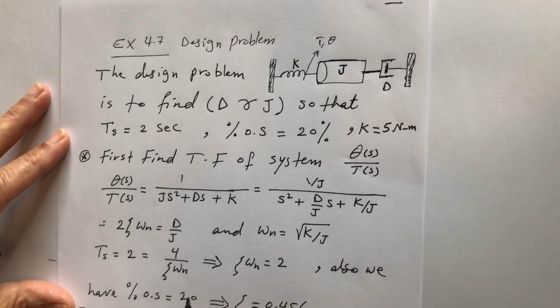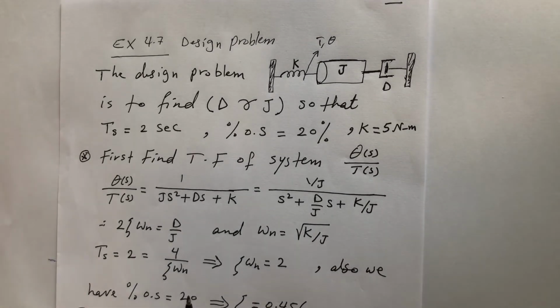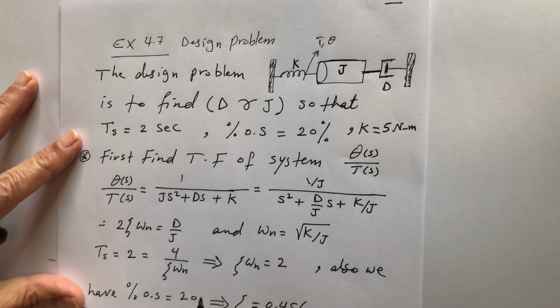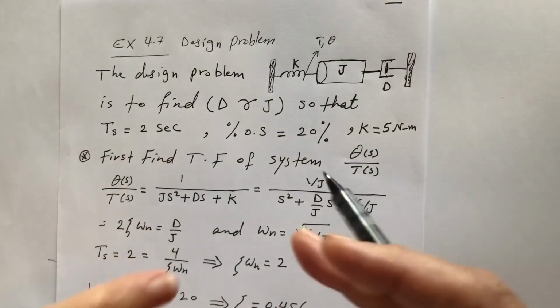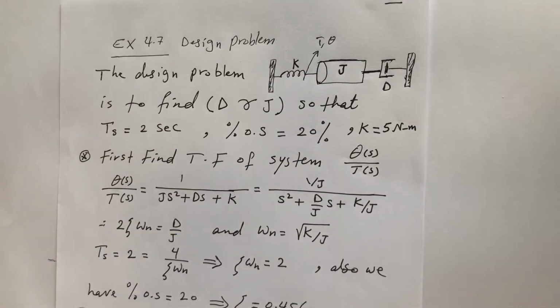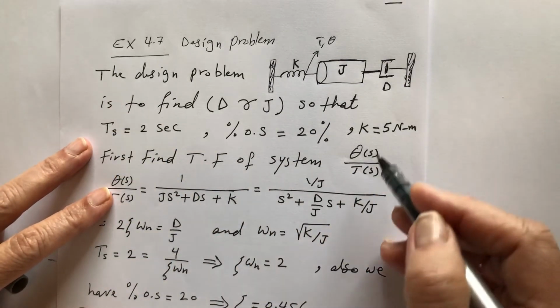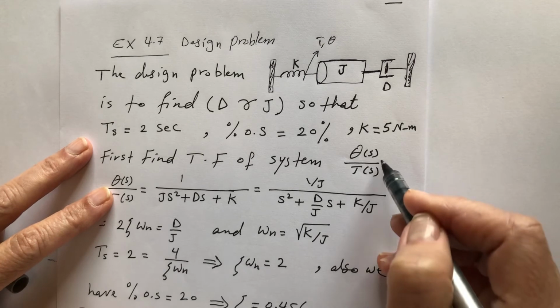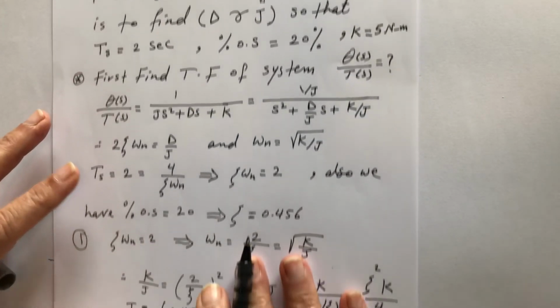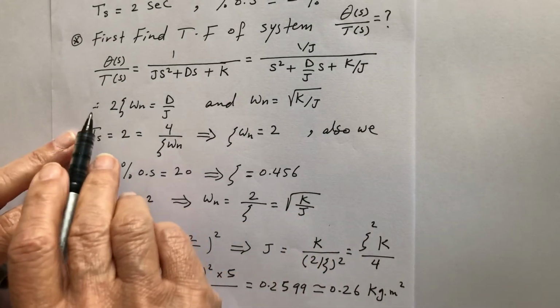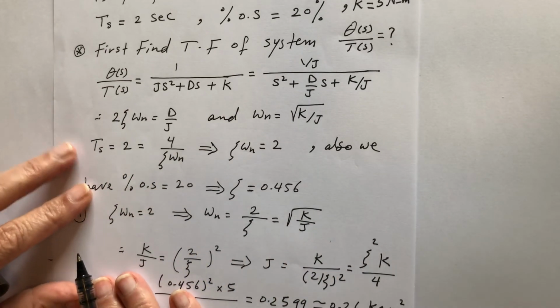First of all, we have to have the model so that you can work on the model. So we have to find theta is the output, T is the rotational torque which you give to the system. So we should find theta of S over T of S. This is a typical example we have done before.